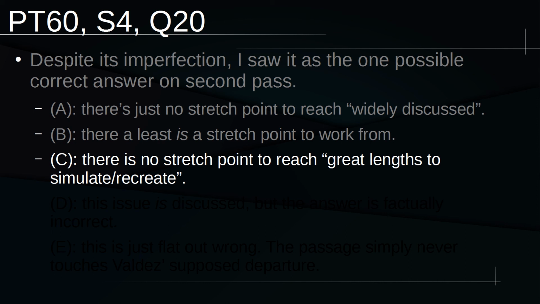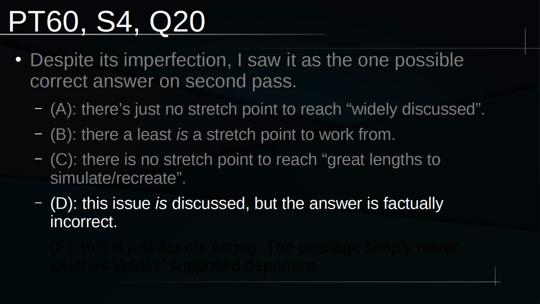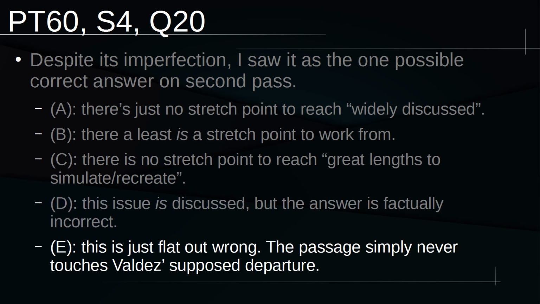And unfortunately for C, compared to B, there is just no stretch point in terms of reaching the great lengths to simulate or recreate compos. That's just something that does not exist in the passage. Comedy at least exists in the passage, but Valdez's efforts to recreate compos, there's just nothing there. Now, D is a little tricky. This issue is discussed, but the answer is factually incorrect. If you recall, it wasn't that Valdez wrote something and then the farm actors did their own thing with it. It was kind of the reverse. The farm actors were doing their thing and Valdez was the one recording it, in a sense. And E is just flat out wrong. The passage simply never touches on Valdez's supposed departure. At least if it did, I never saw it, but that's my position and I'm sticking with it.